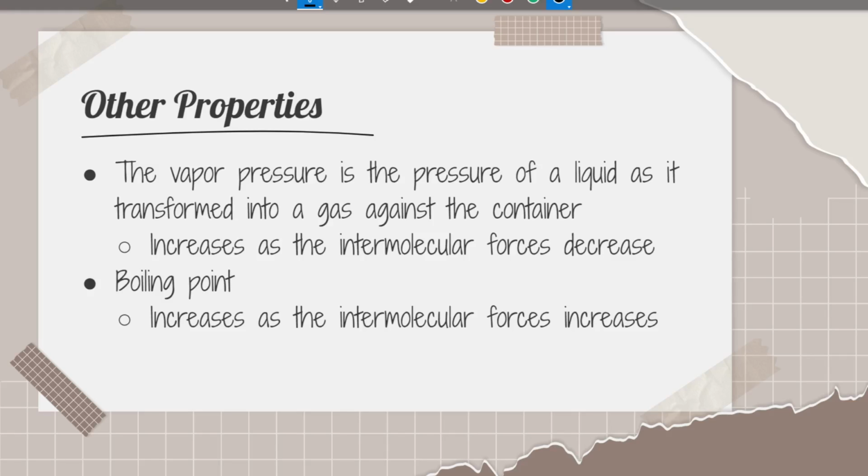So other properties that we can talk about, we talked a little bit about vapor pressure already, but that's the pressure of a liquid as it's transformed into a gas against the container. So when we look at IMFs in this situation, vapor pressure increases as the intermolecular forces decrease, because the molecules don't typically want to be part of the liquid, so they're going to resist it a little bit more. And again, your boiling point, if you have stronger intermolecular forces, you're going to have a higher boiling point.